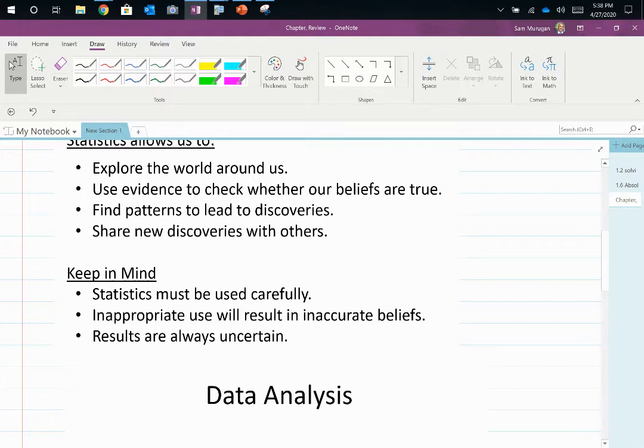Now, statistics must be used carefully. Okay, we see a lot of statistics being thrown at us in our world today, whether it's the spread of a virus or for some political candidate. However, inappropriate results or inappropriate use will always result in inaccurate beliefs, and results are always uncertain.